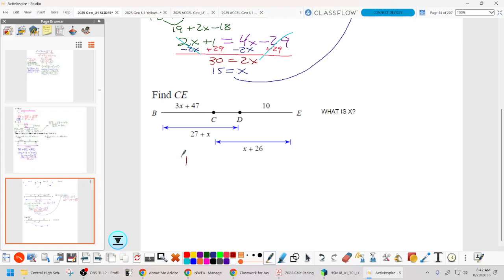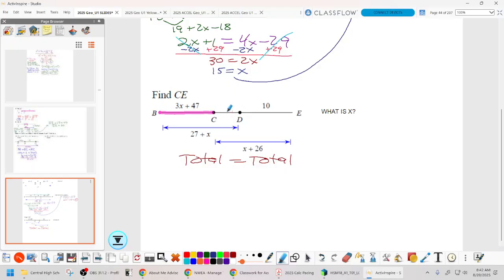Again, we want some version of total equals total. That's what our notes say. So we need to get a total length two different ways. Here's one way. If I start at B, I have an expression for B over to C. That's 3x plus 47.